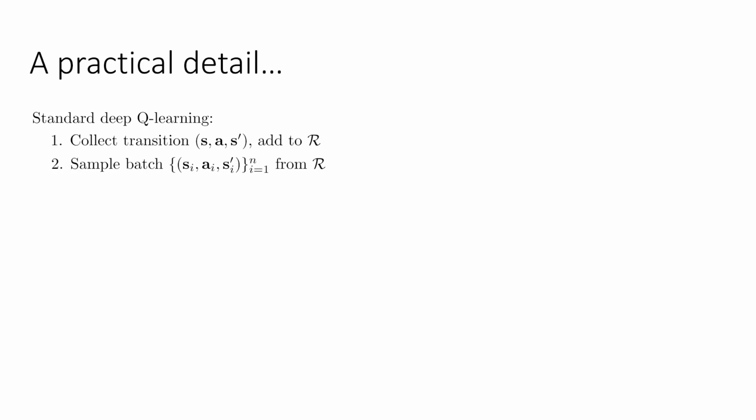Now, there is a little bit of a practical detail that we need to keep in mind with this. The practical detail has to do with computational efficiency. So let's just work through an example of a deep Q-learning algorithm with histories. Regular Q-learning would collect a transition, add it to the replay buffer, sample a batch from the replay buffer, update the Q function on this batch, and then repeat.